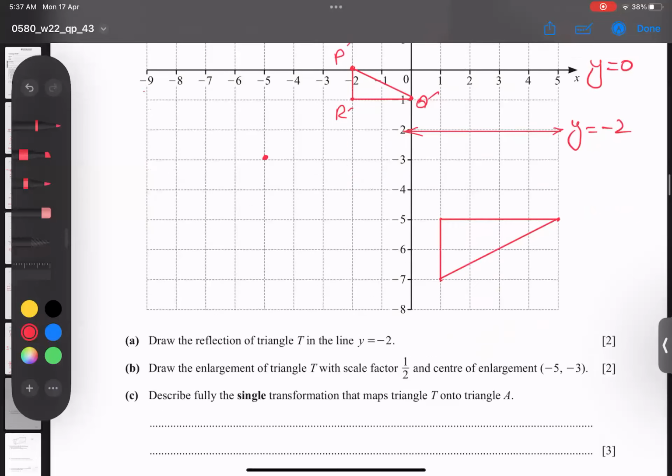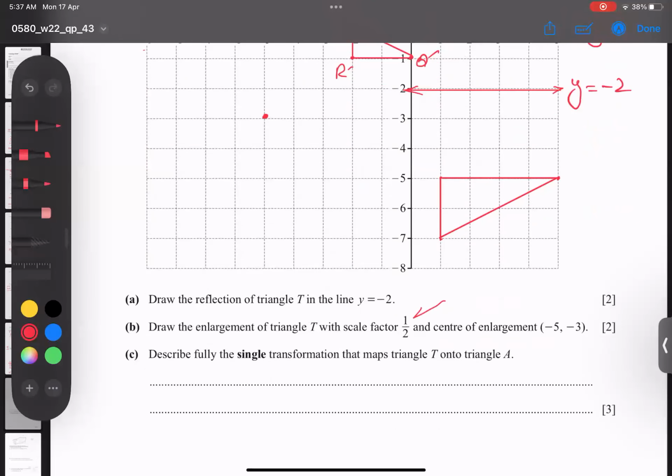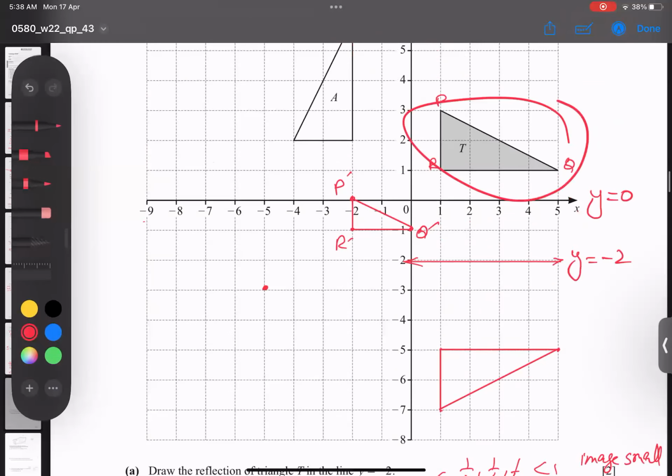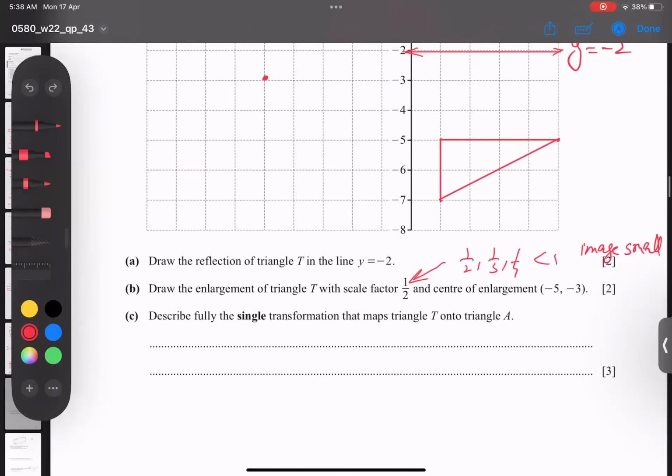That is called scale factor half. If the scale factor is less than 1, like 1 by 2, 1 by 3, 1 by 4, all are less than 1, so the image becomes smaller. You see, the object is bigger and the image becomes smaller. Okay, it is a very clear idea. Let's talk about the other question.